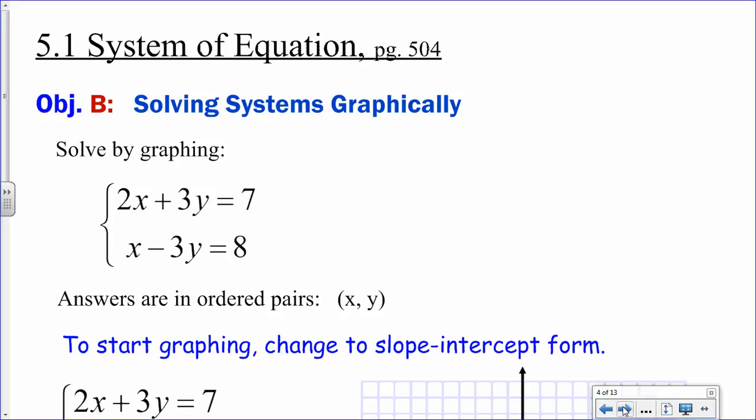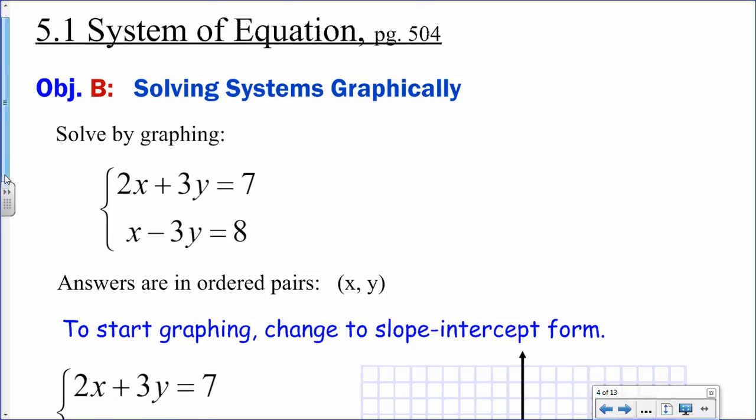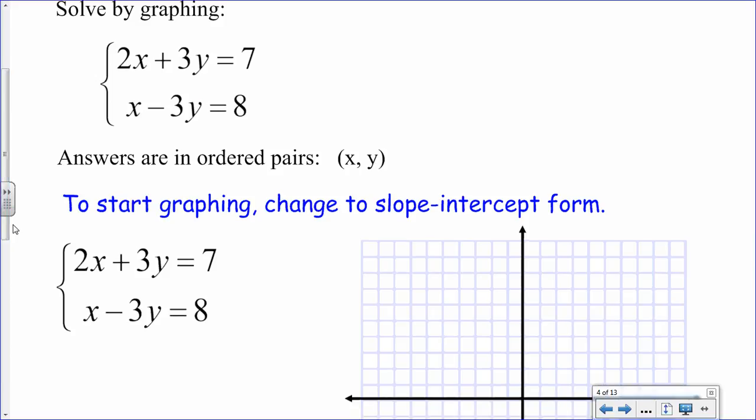Okay, so what we want to do is we want to go ahead and change these to slope-intercept form. Now it is possible to find x and y intercepts and graph that way, but once we get to inequalities, we're going to want to have it in slope-intercept form. So slope-intercept form is y equals mx plus b. So that means solve for y. Get y by itself.